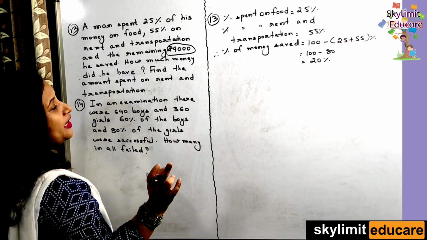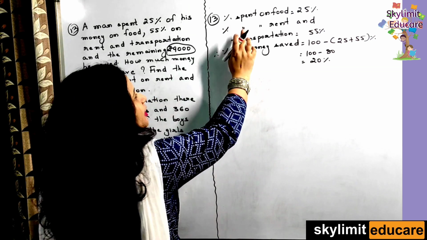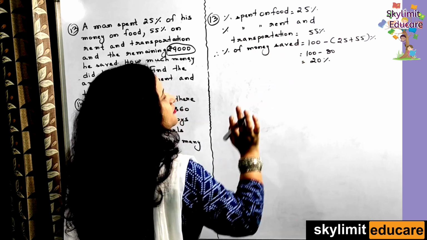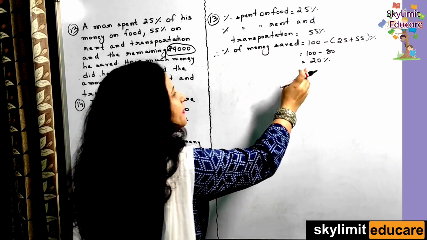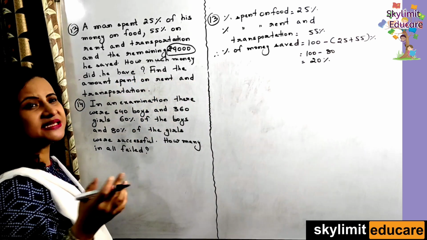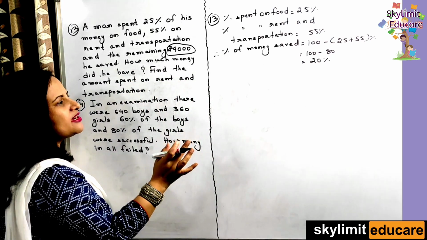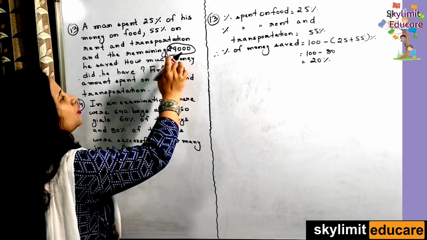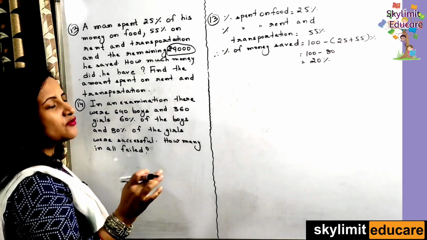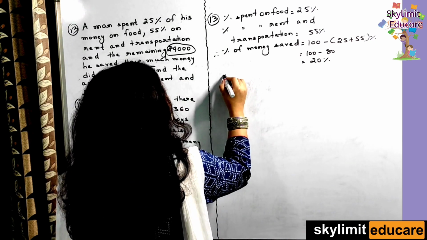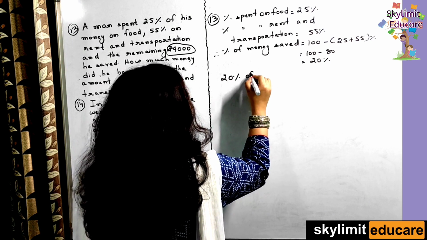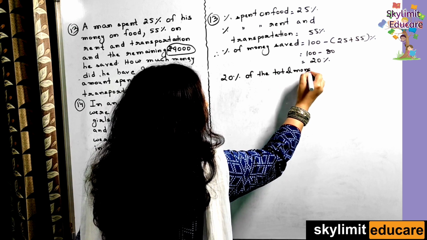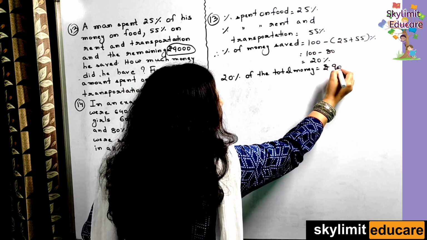As you just understand the meaning of the question, students. He spent 25% on food. On rent and transportation, he spent 55%. That means he saved 20% because it is given that the rest of the money he saved. So what percent of the money was saved by the man? It is 20%, right? So 20% of the money is equal to rupees 9,000. 20% of the total money, right? That means the meaning of the question is 20% of the total money the man had is rupees 9,000.